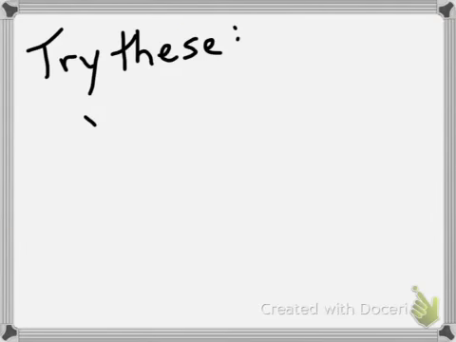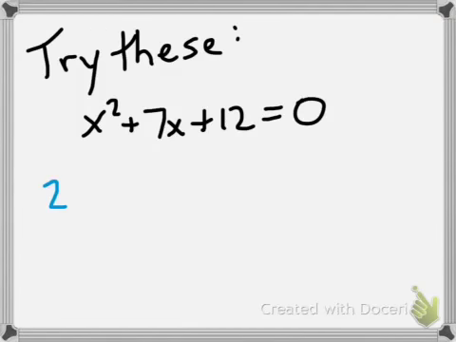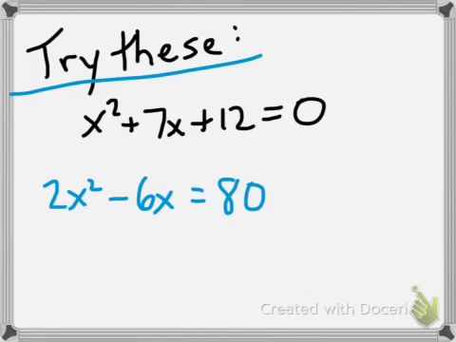All right. Now here's a couple for you to try. There's an easy one. x squared plus 7x plus 12 equals 0. All you got to do there is just factor it and then give me the two answers. And then this other one, 2x squared minus 6x equals 80. For that one, you're going to want to follow the steps that we just walked through in the video.